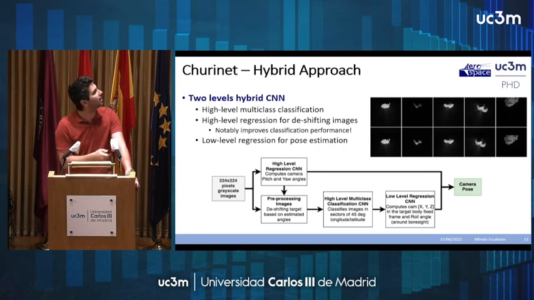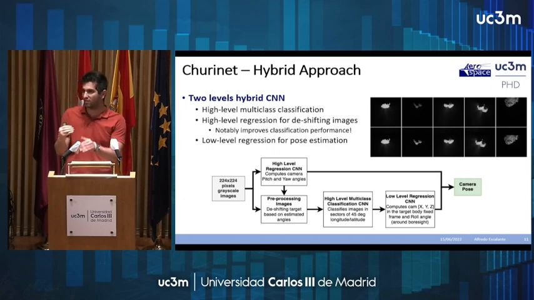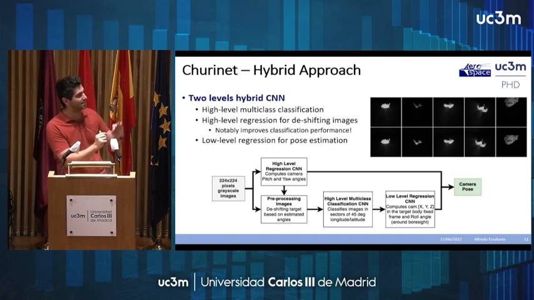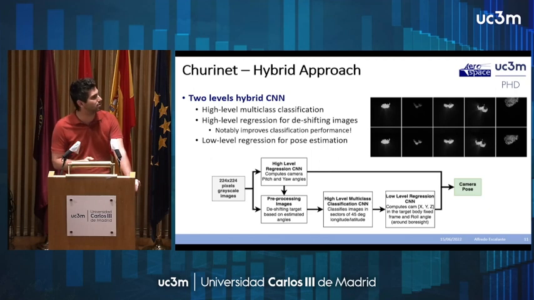At a later stage of the design, we added a high-level regression for the shifting, which is a prior step in which we basically center the target in the image, which, as you will see later, substantially boosted the performance of the classification network, but also it provides the pitch and yaw angles in terms of a nadir pointed reference frame.